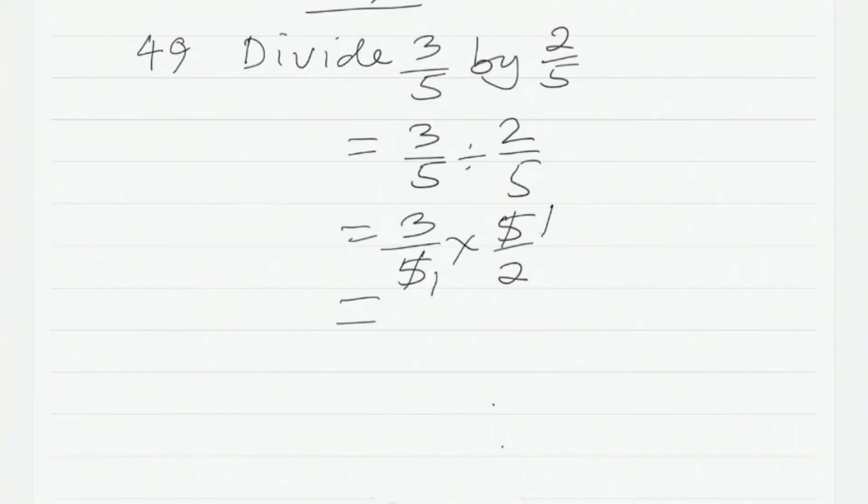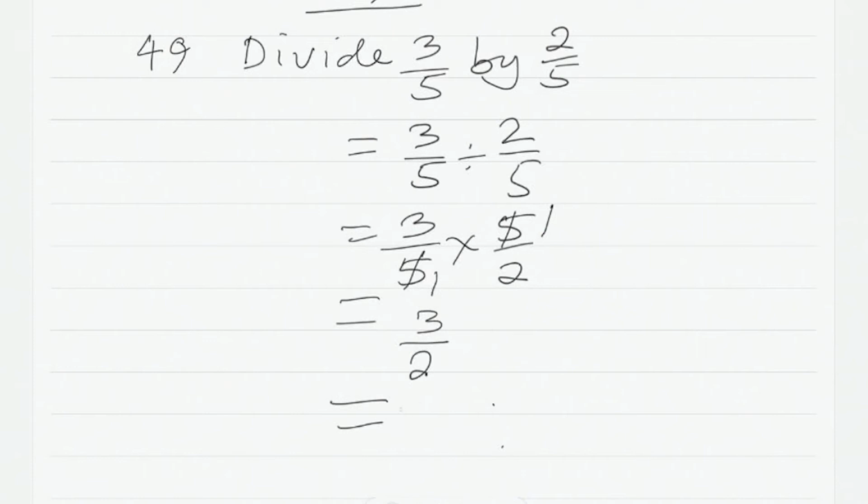Divide 3 over 5 by 2 over 5. That is 3 over 5 divided by 2 over 5. This will give us 3 over 5 times 5 over 2.